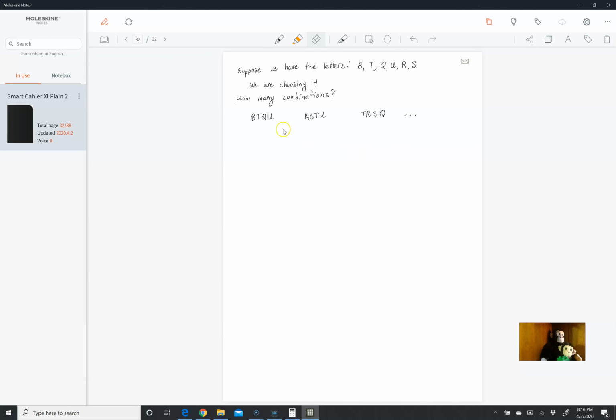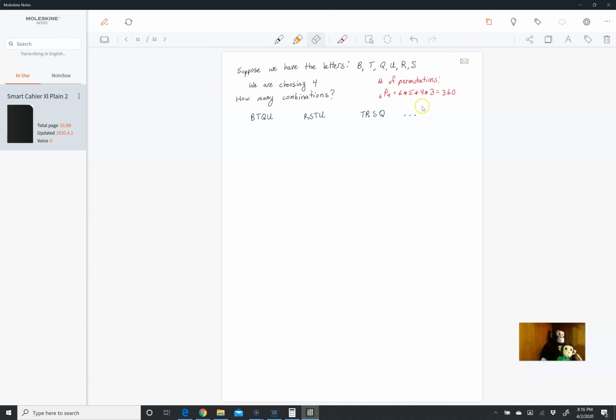And if we want to know the number of permutations, it would be 6 times 5 times 4 times 3. So let's just write that down. Number of permutations is 6p4, or 6 times 5 times 4 times 3. And there's a lot of these. 6 times 5 is 30. 30 times 4 is 120. Times 3 is 360 different permutations.